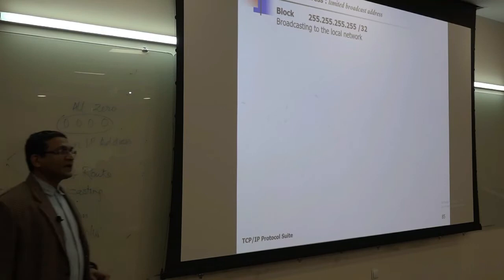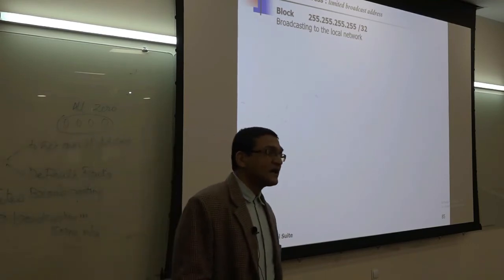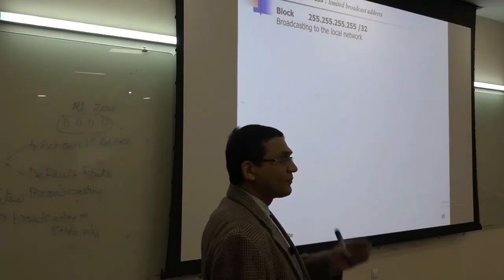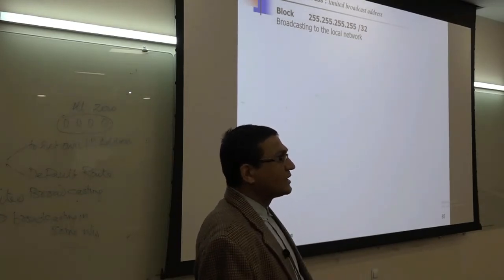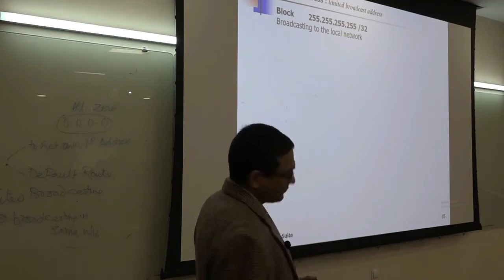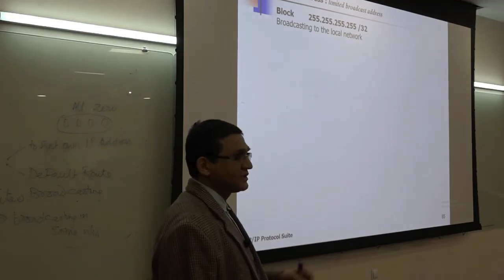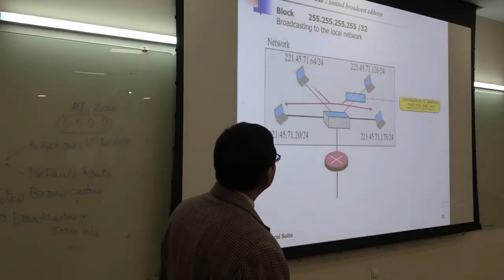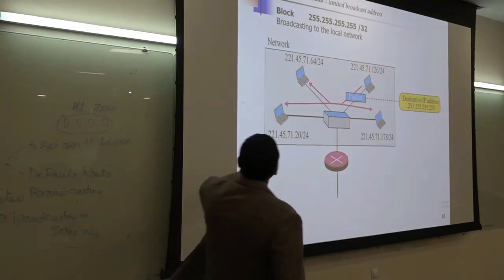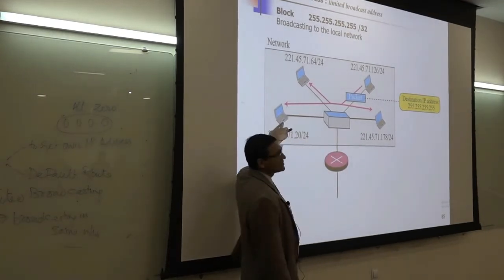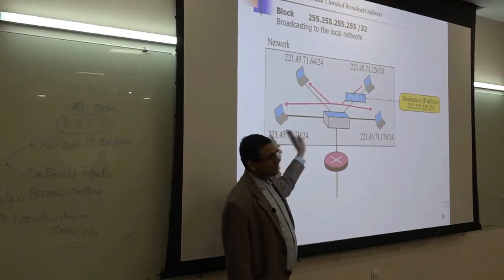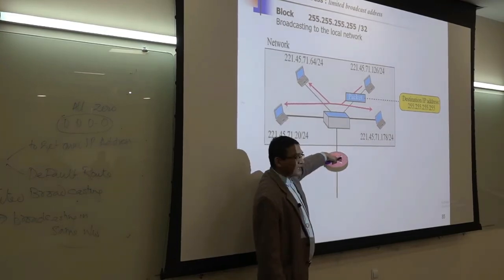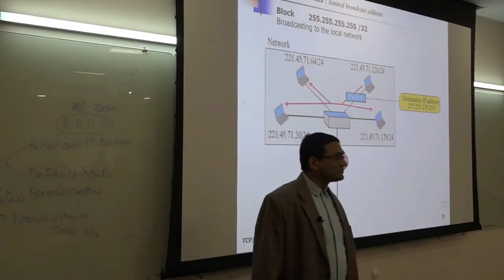Whenever any packet goes to the router with this destination address 255.255.255.255, the router will block this packet. This packet will never be allowed to leave the gateway of that network, because this packet is actually to be delivered to all the machines which are part of the same network. So this is how things are working. If a packet wants to be sent to all the machines, it will write the destination address as 255.255.255.255, meaning all bits are set to 1, and this is delivered to all the machines. When it goes to the router, the router will block it and not allow it to leave this network.